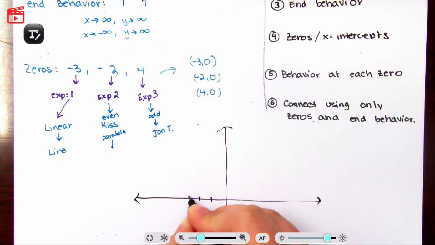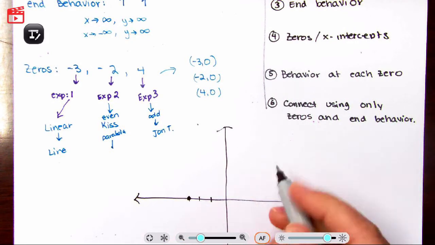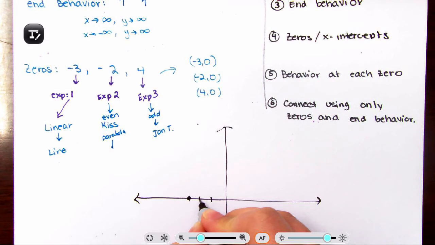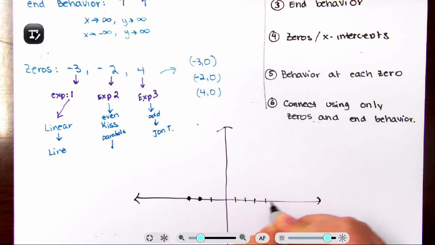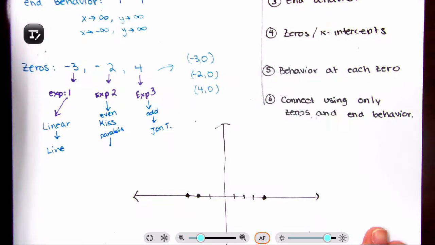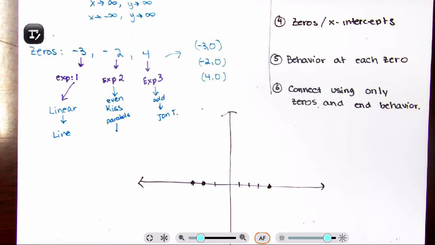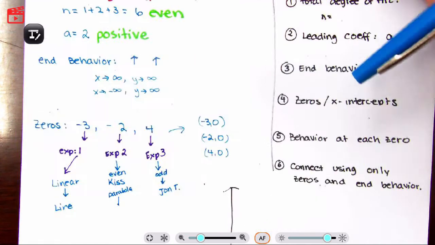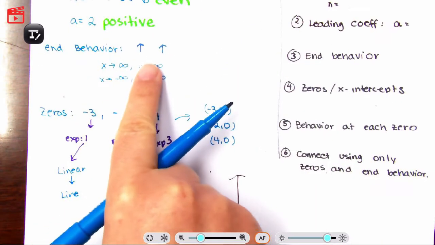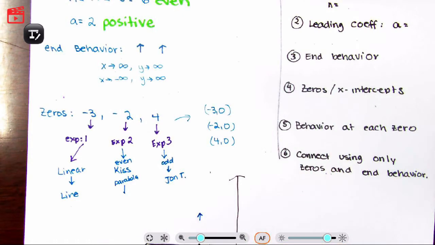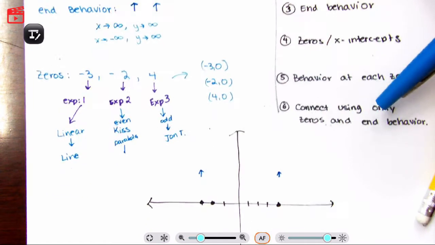So I have a negative 3, 0. Don't even worry about your y's. And then negative 2, 0, and then 4, 0. That means I can only touch the x-axis 3 times. I can touch it, I can kiss it, or I can cross it, only this many times, 3 times. So again, going through the steps, start out with your end behavior. End behavior is we're going up on the left-hand side and up on the right-hand side. So I'm just doing my arrows here, just so I know that I'm going to go up and up.